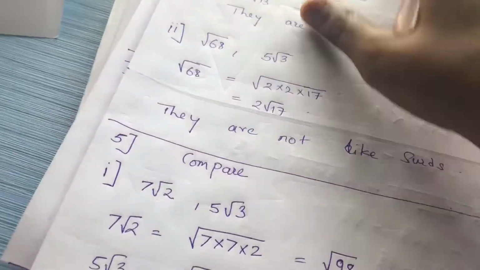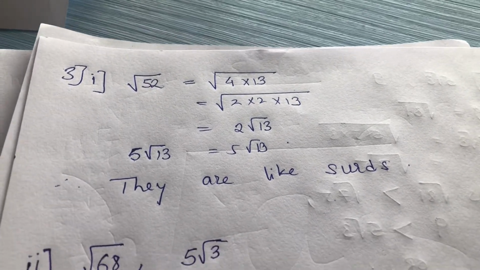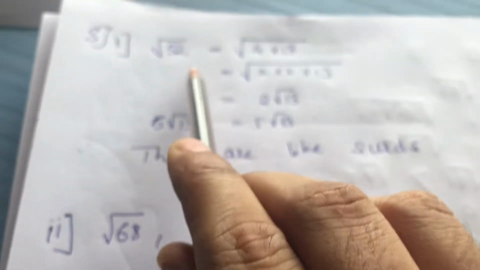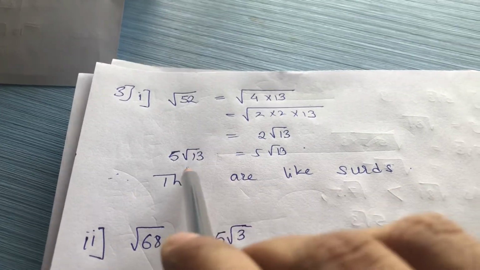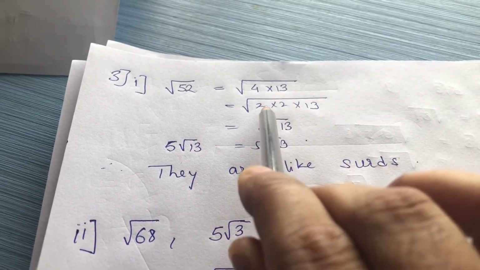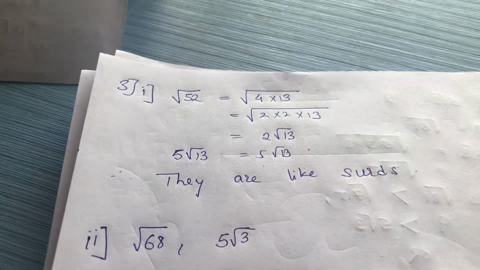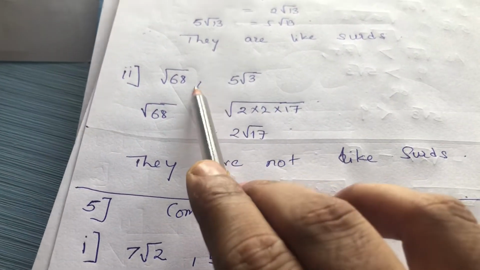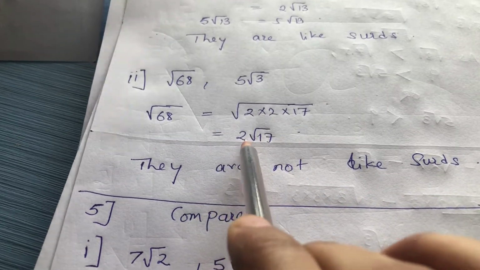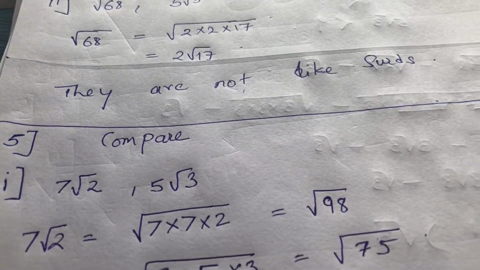Now we will move to question number 3, which says classify the given surds into like and unlike surds. Now we have root of 52 and 5 root 13. So root of 52 can be solved further, that is 4 into 13. So 4 can be written 2 into 2, it becomes 2 root 13, and this is 5 root 13. Now they are like surds. Next, root 68, if you can solve it, it becomes 4 into 17. The 2 into 2, the 2 will come out, it will become 2 root 17. But then here it is root 17, here it is root 3. Therefore they are not like surds.